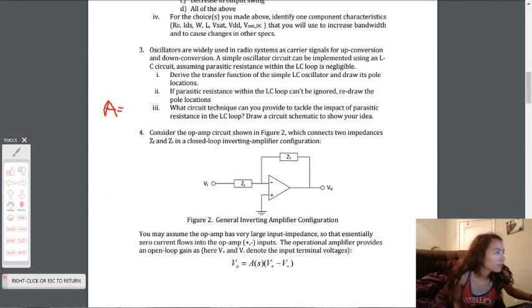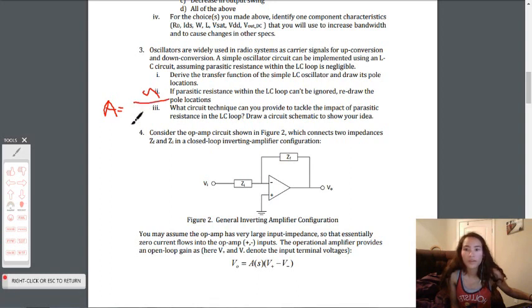A equals A over 1 plus A f for the transfer function for that one, and then for the poles I ended up getting s is equal to plus or minus j over the square root of LC. That is what I got for those two.